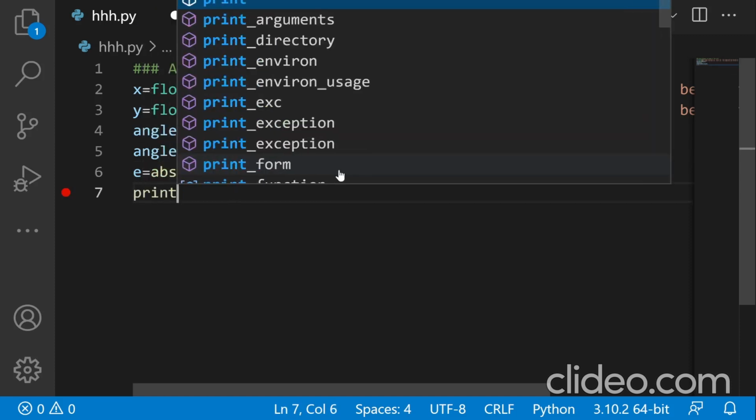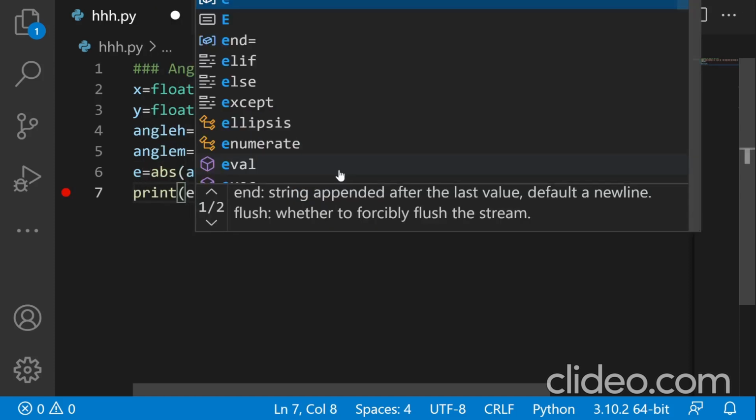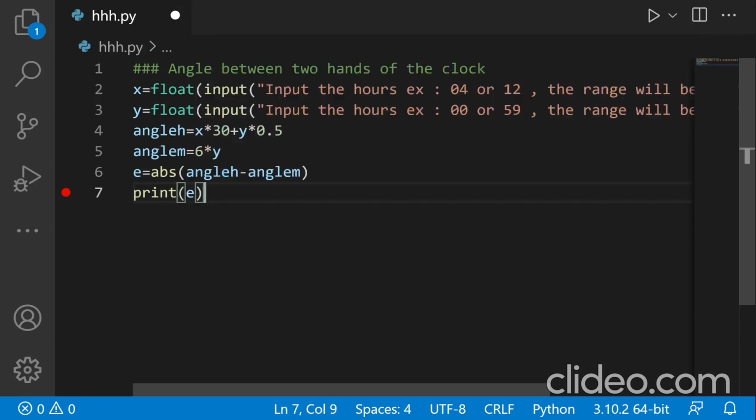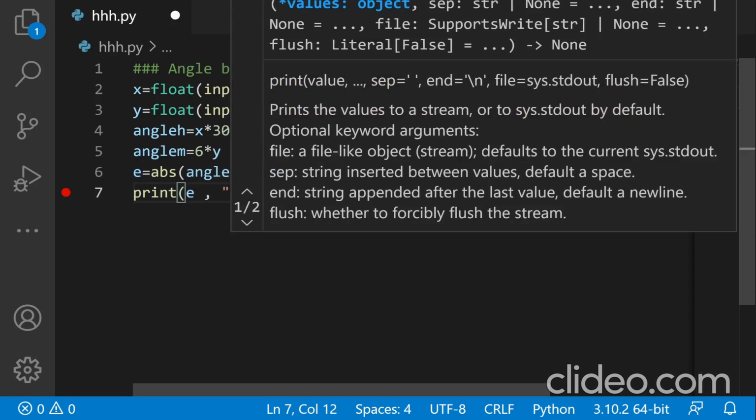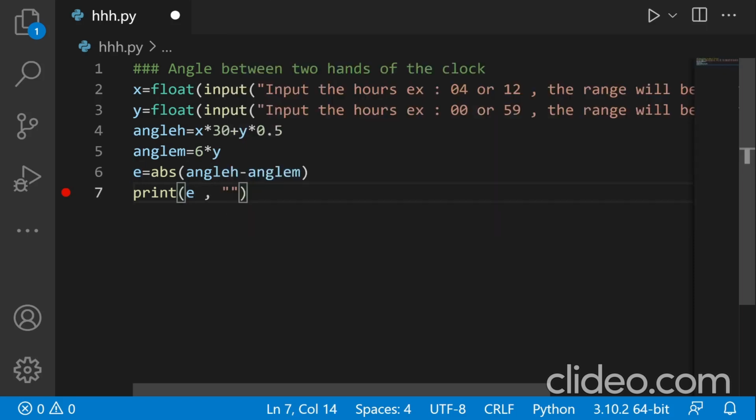That's it. I need to print the value of E. There are two possible answers. E is the smallest answer in terms of degrees. There's another answer possible, which is 360 minus E. If you want to print both angles, that also is possible. You can print 360 minus E also. So print: E degrees is the smallest angle between the two hands of the clock.